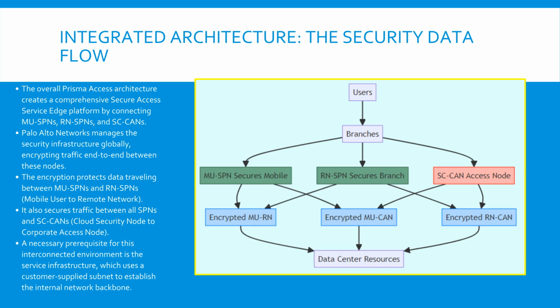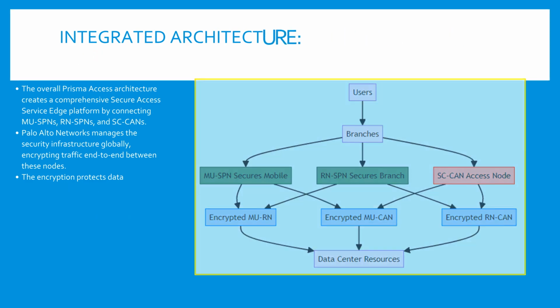Both the MUSPN and the RNSPN then merge into the Service Connection Corporate Access Node, or SCCAN, confirming that traffic flows from the security processing nodes into the private corporate access point. All these connections are labeled as encrypted, reinforcing the end-to-end security provided by Prisma Access across its infrastructure. This flow ensures that all user traffic, regardless of origin, is processed by a dedicated security node before reaching its destination, whether that destination is another user type or internal corporate resources. We have now seen the integrated architecture, where all specialized nodes work together with robust encryption.